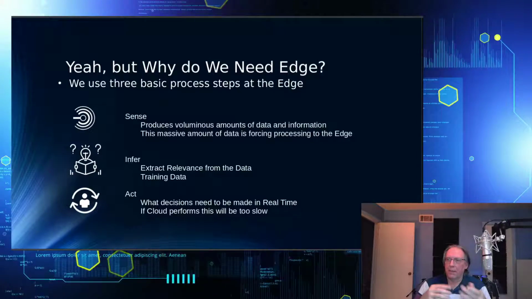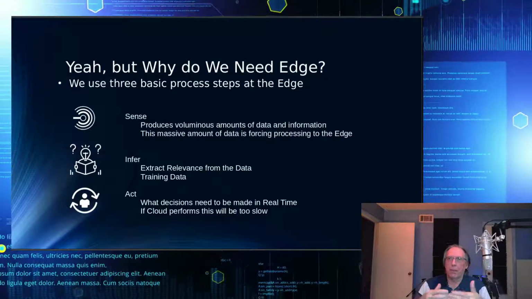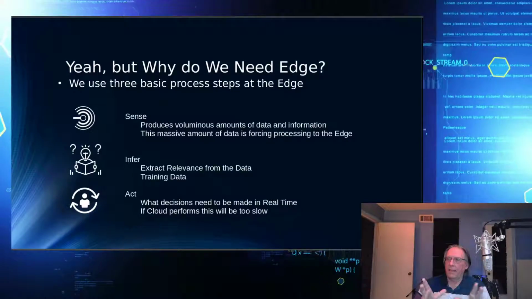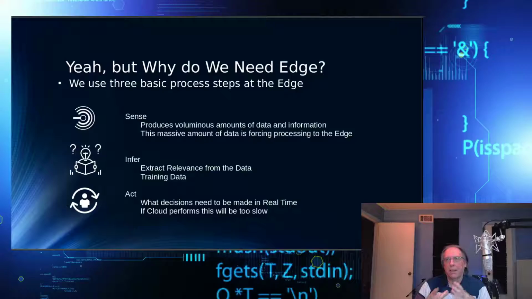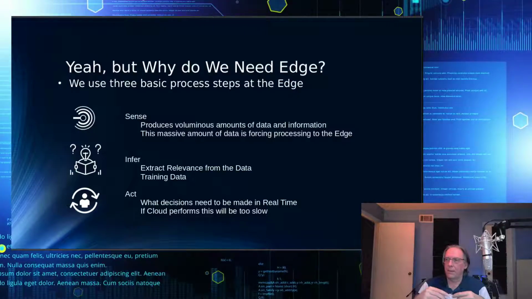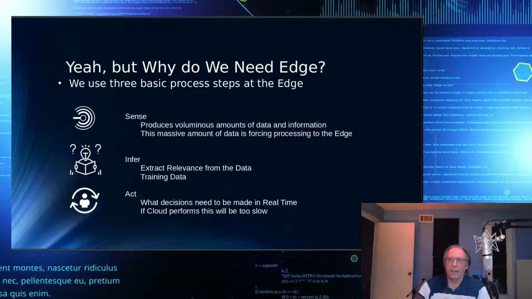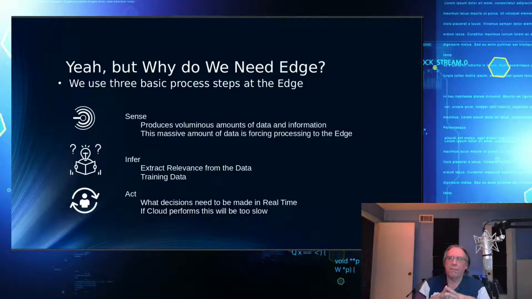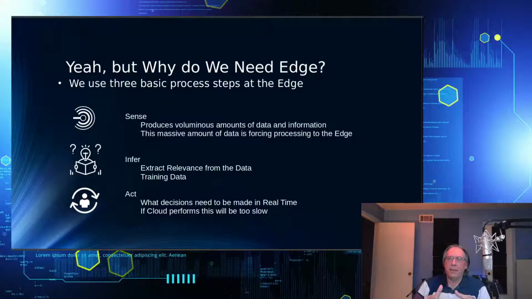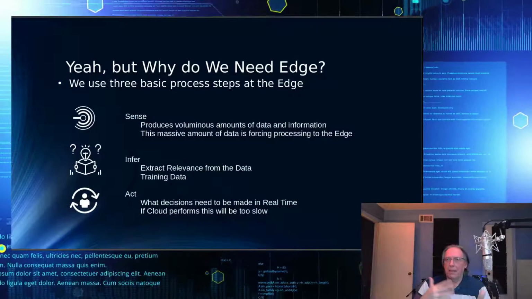So what's occurring is that that particular piece is inside of the automobile itself. So it senses. You have a sense step, which is taking all this data that you're getting from the sensors, and it's collecting it, and it's distilling it, and then it's passing it off to the next step, which is to infer. Infer means that I take all this data and I try to make sense out of it.